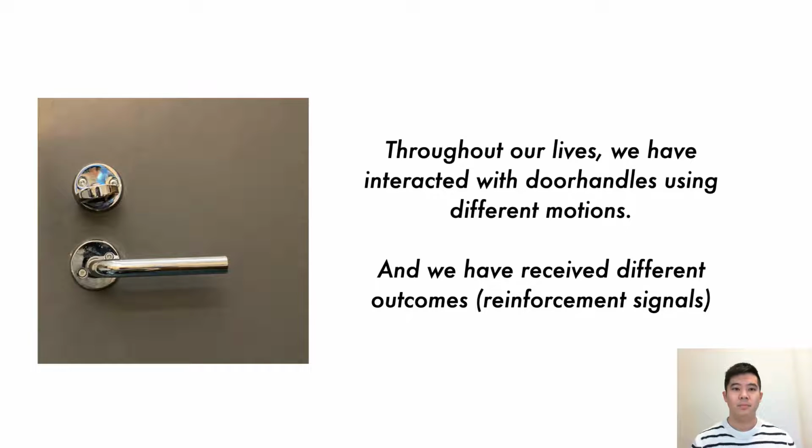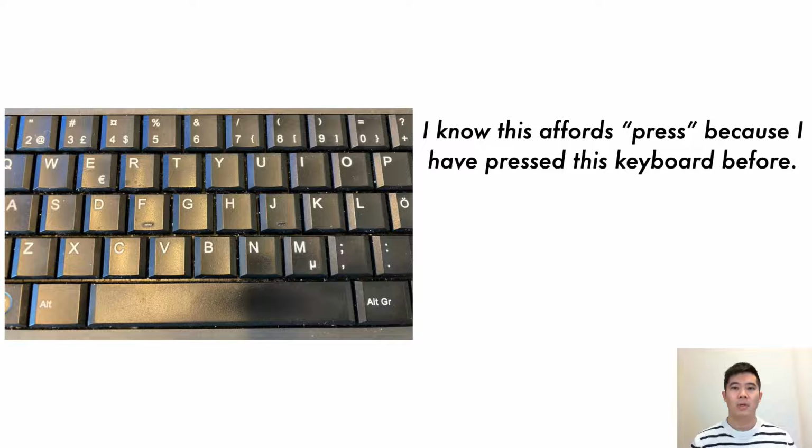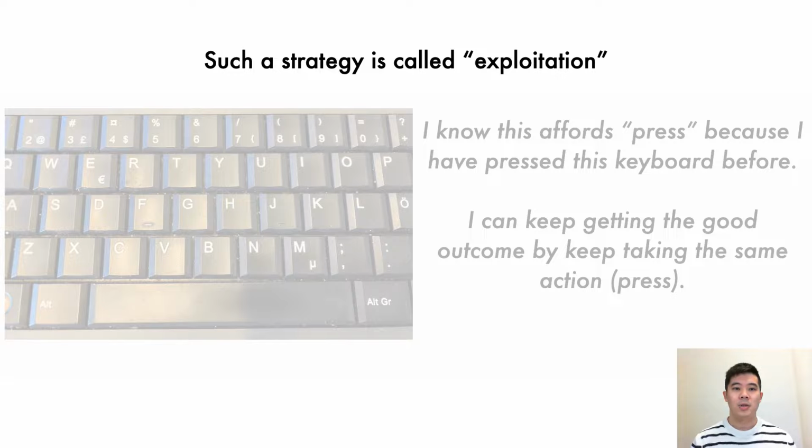Thirdly, there are two strategies of learning motions and affordances. If a user fails, they generate alternative motions. If they succeed, they keep using the same motion. Take my keyboard as example. I know this object affords pressing because I have pressed this keyboard many times before. And I also know that I can get a good outcome by taking the same action, which is press. Such a strategy is called exploitation. A user can exploit the known knowledge to achieve the best outcome efficiently.